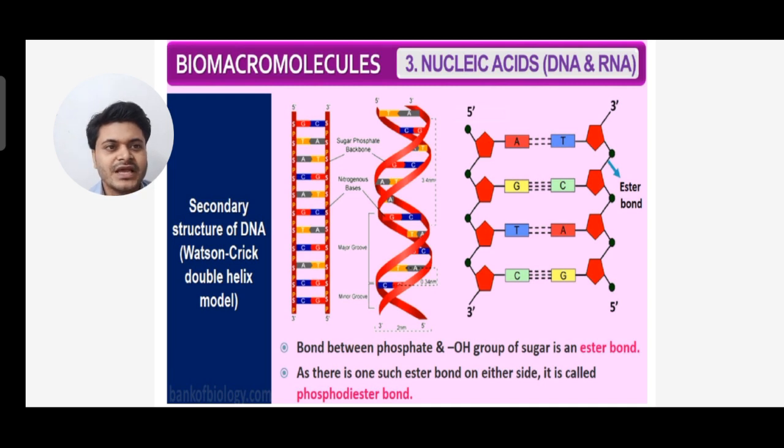Alright. As you know, the strands are anti-parallel. That's why the pentagon or pentose sugar structure is given one side straight, another side inverted. You can see because they are anti-parallel. So the bond that is formed between phosphate and hydroxyl group is a phosphodiester bond.